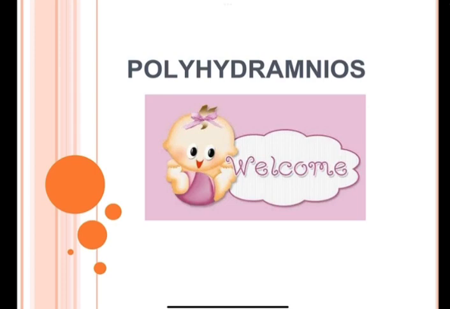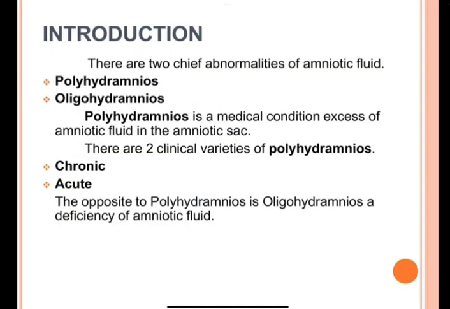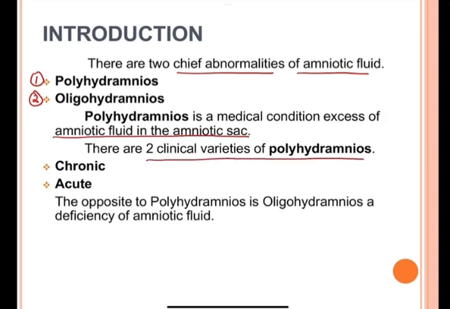Our today's topic is polyhydramnios. Polyhydramnios is a problem related to the amniotic fluid. Basically, there are two chief abnormalities of amniotic fluid during pregnancy. One is polyhydramnios and second is oligohydramnios. Today we are going to study mainly about polyhydramnios. It is a medical condition that occurs due to excess of amniotic fluid in the amniotic sac. There are mainly two varieties of polyhydramnios. First one is chronic polyhydramnios and second one is acute polyhydramnios.